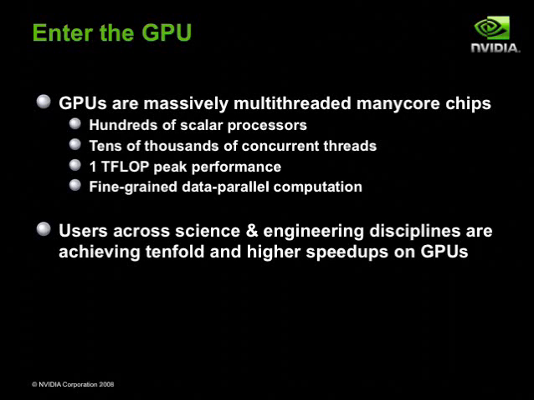GPUs are able to run tens of thousands of threads concurrently, and have a peak performance of up to 1 teraflop. The granularity of parallelism on the GPU is fine, and in this sense, represents a return to the golden age of parallel computing. GPUs can, in fact, leverage many of the parallel algorithms developed for those exotic supercomputers. Users across many disciplines in science and engineering are achieving many-fold speedups on their codes using GPUs.